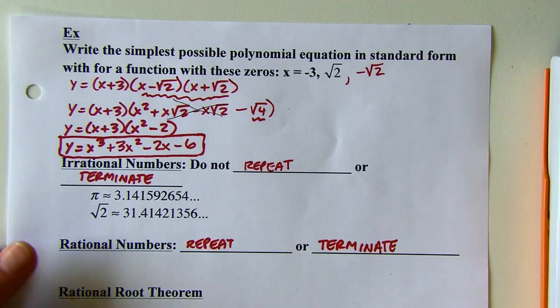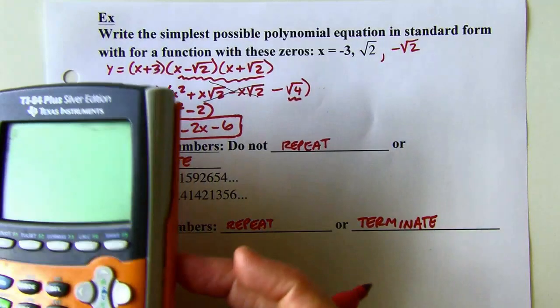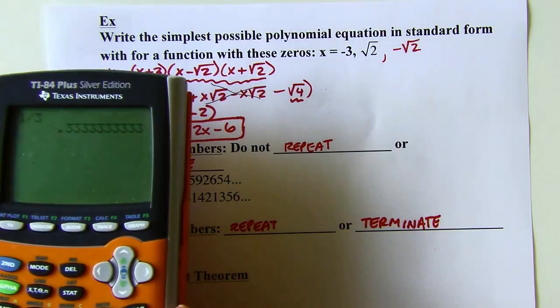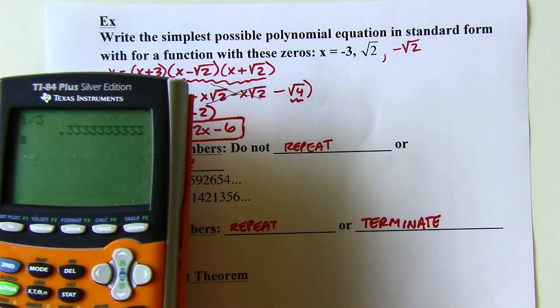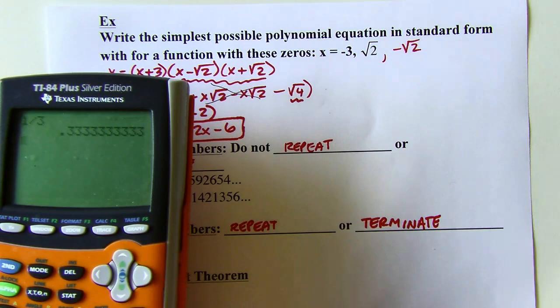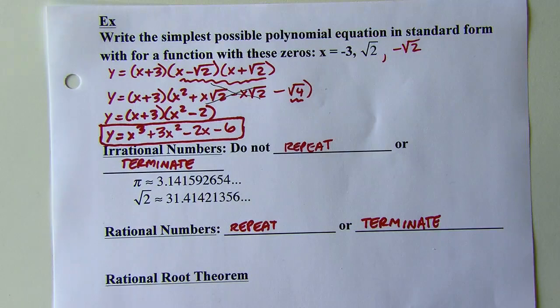Okay, and technically it's anything you can write as a ratio of integers, as a fraction. So let's take 1/3, for example. Okay, so I get this long decimal, 0.333 that goes on forever. So yeah, it never terminates, but it does repeat. It's just 3's, right? Repeating. So that counts as a rational number.